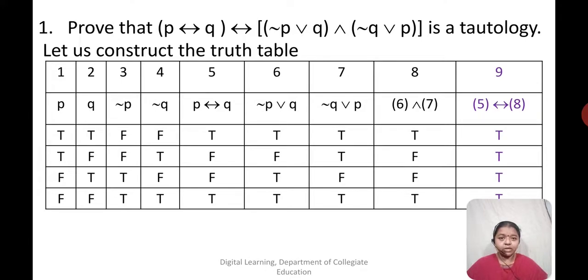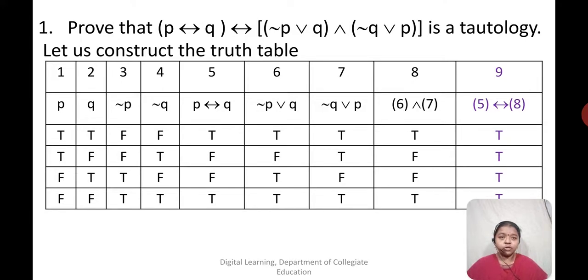The second value is again capital T, so its negation becomes capital F. The third value is capital F, so its negation is capital T. The fourth value is capital F, so its negation is capital T. Now this is our negation P in the third column.